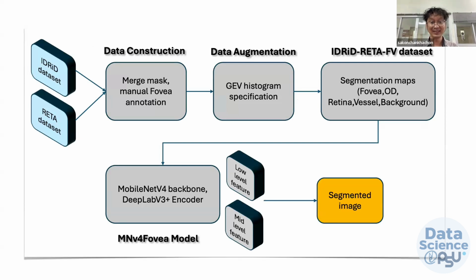We start by constructing the IDRiD-RITA fovea dataset by merging and manually annotating data from the IDRiD and RITA datasets. We then apply our GEV-based histogram specification for data augmentation. The augmented data is then used to train our MNV4 fovea model, which is based on a MobileNet V4 backbone and a DeepLab decoder. It segments the image with labels for the fovea, optic disc, retina, vessels, and background.